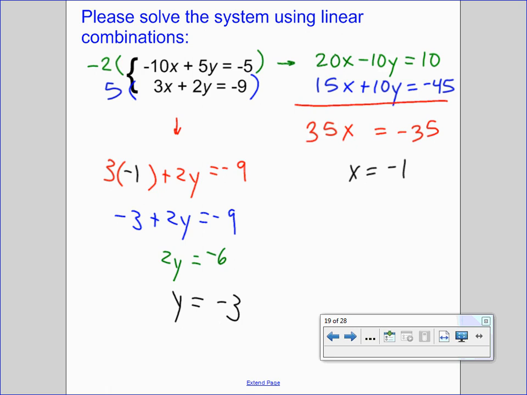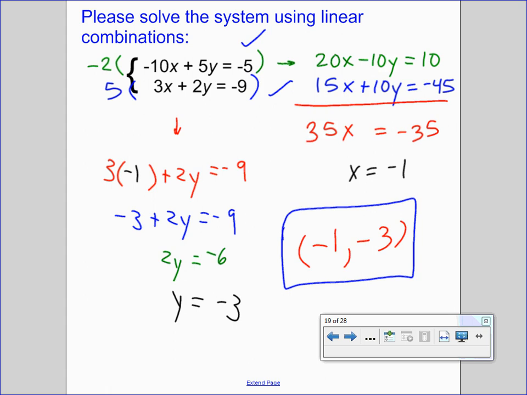I'll go ahead and check my answer, negative 1, negative 3. Let's check it. So negative 1 in for x. Negative 10 times negative 1 is 10. 10 plus a negative 15, that's negative 5. 3 times negative 1 is negative 3, plus 2 times negative 3 is negative 6. Negative 3 plus negative 6 is negative 9. It does check out. And so we've got our solution to the system. And again, substitution would have been a real pain to do with that method.